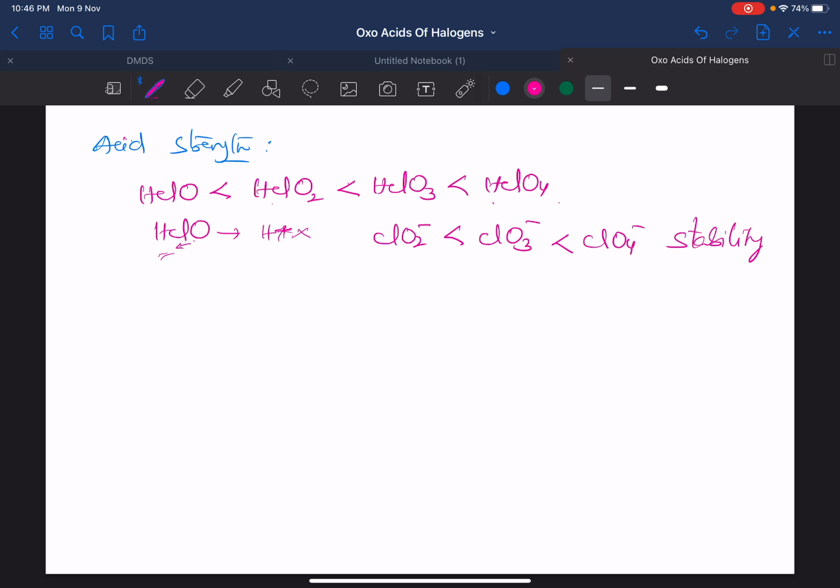Whereas in hypohalous acids, HClO is greater than HBrO, which is greater than HIO. That means as the size of the halogen increases, the bond strength decreases. So HClO is stronger than HBrO, and it is stronger than HIO. That is about the acid strength and the structures of the halogen acids.